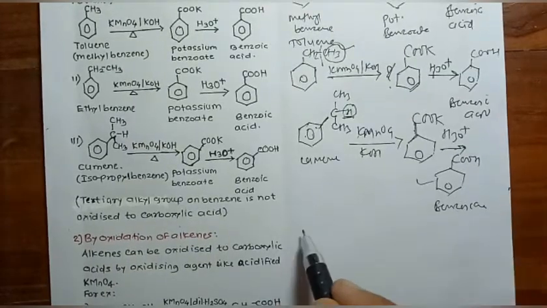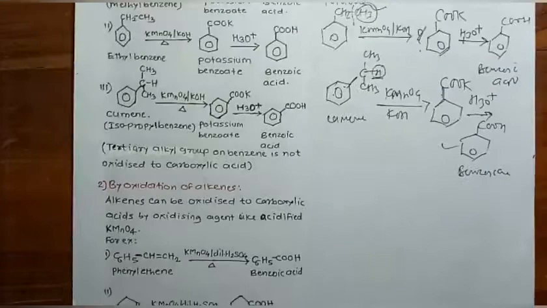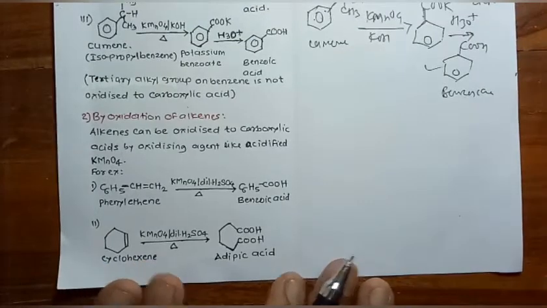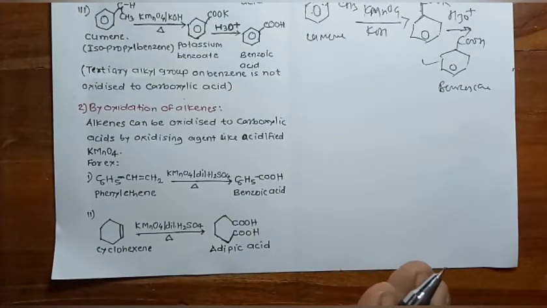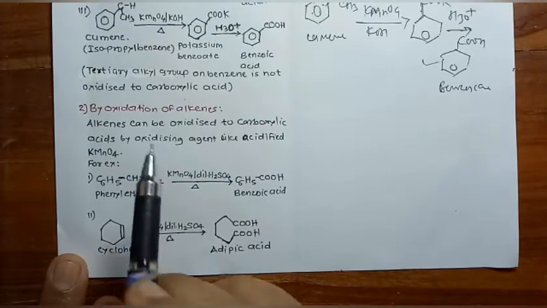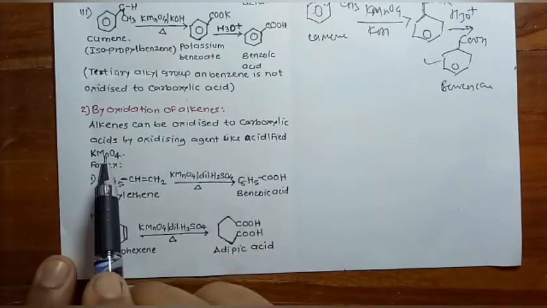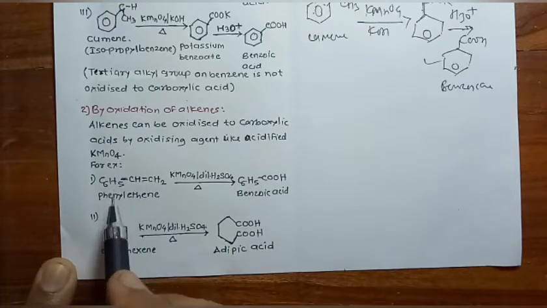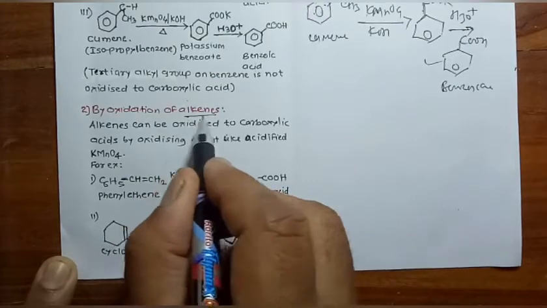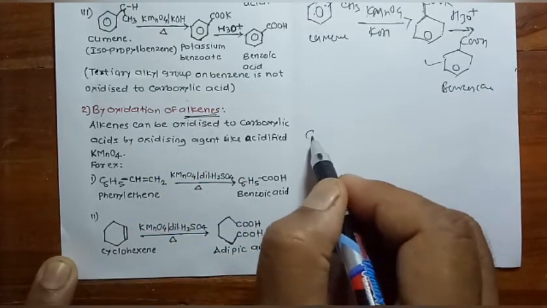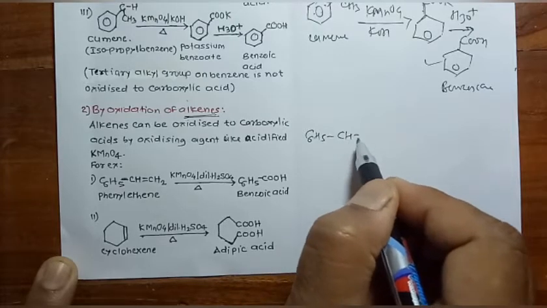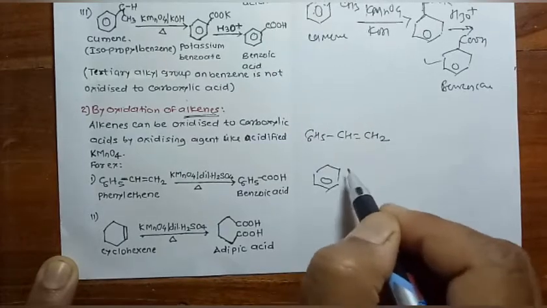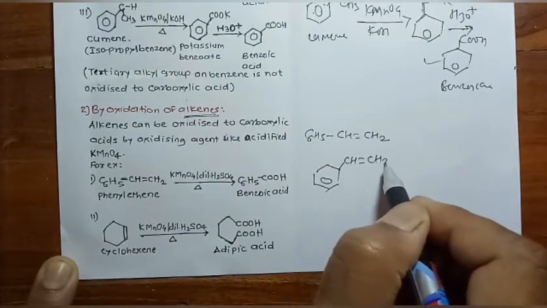And then another method for the preparation of acids, that is by oxidation of alkenes, using acidified KMnO4. Alkenes can be oxidized to carboxylic acids by oxidizing agents like acidified KMnO4. Here, from alkenes, it is important: alkenes means a carbon double bond is there. C6H5 CH double bond CH2, or we can write the same structure like this: C6H5 CH double bond CH2.